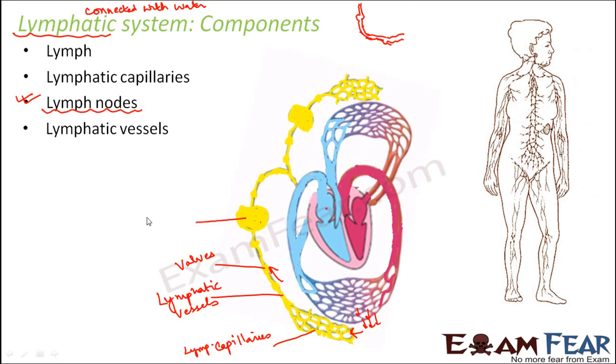And here you have some swollen structures, and these swollen structures are known as the lymph nodes. And inside the lymph nodes, all the purification happens, where bacteria and other harmful substances are killed. So all these parts together constitute the lymphatic system.